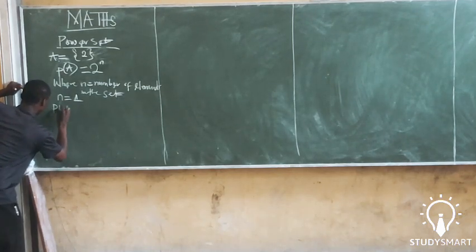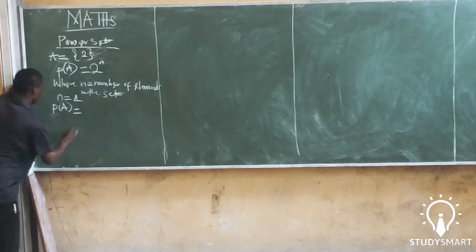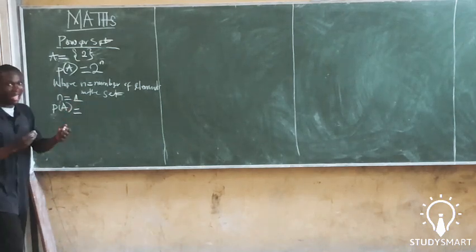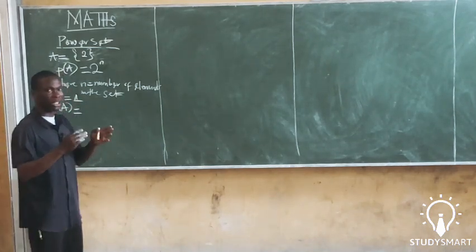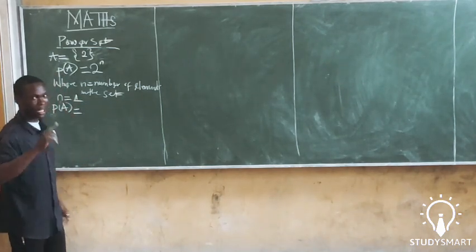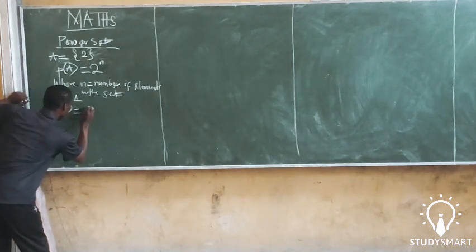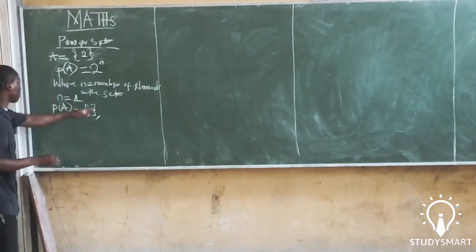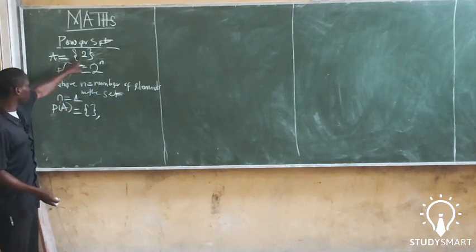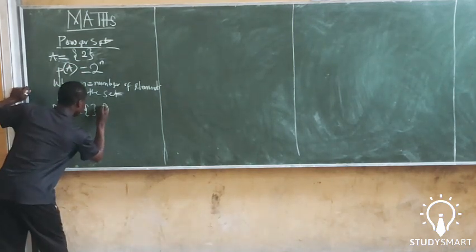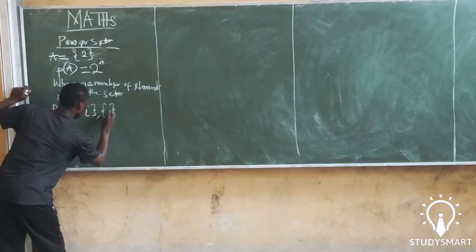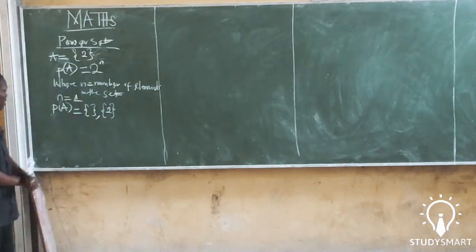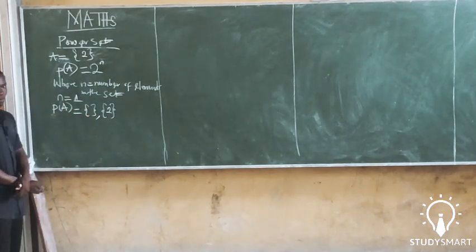So now I'm going to look for the power set of A. We are going to start from the empty set because we are going to be including the empty set first in the subsets. I will give a comma, and we have the set itself, 2. So this is the power set of this expression.